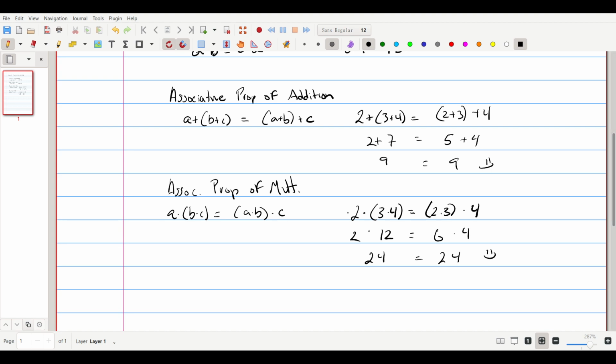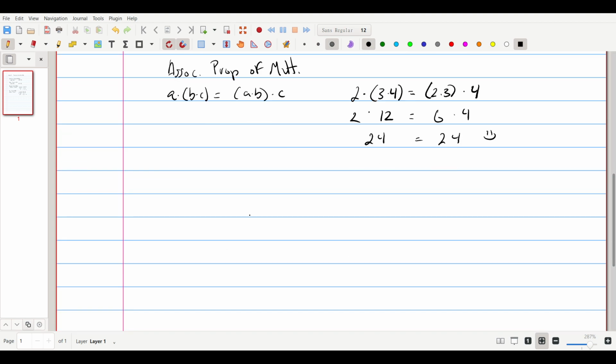Cool. And then the last property is called the distributive property. What does this look like? Well, it looks like this: a times (b plus c) is equal to ab plus ac. Another way this is said is that multiplication is distributive over addition. If you notice, I called it the distributive property. I didn't call it the distributive property of multiplication.